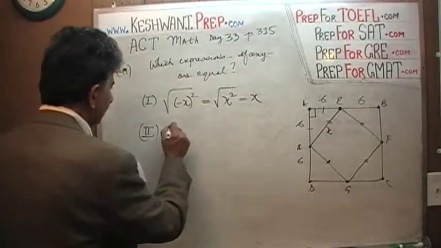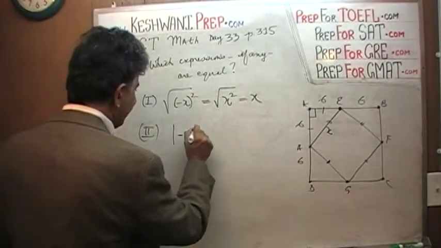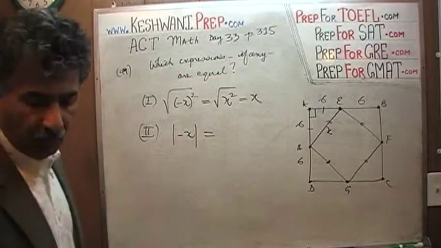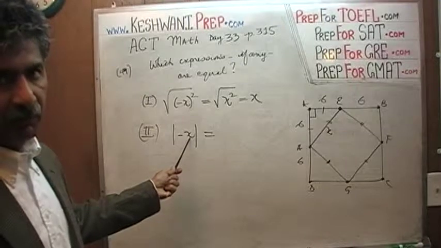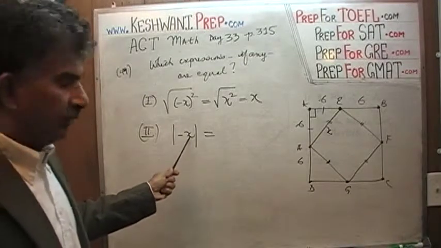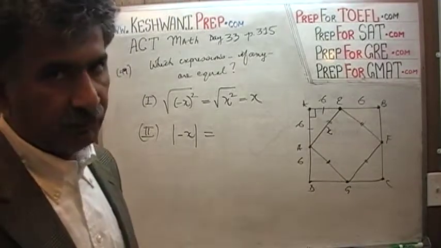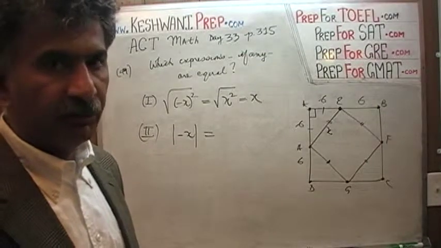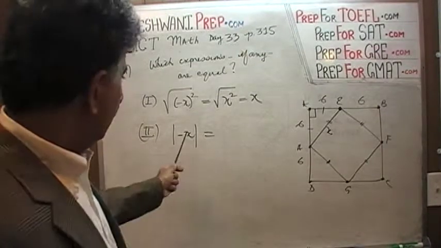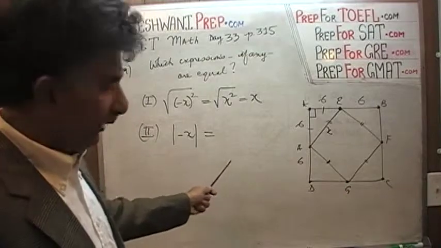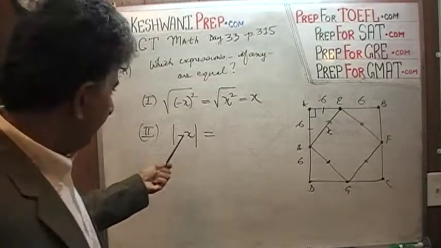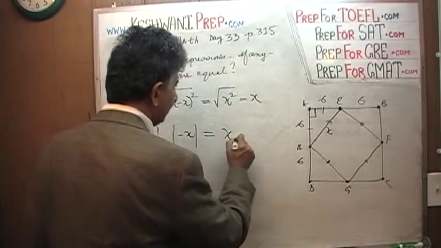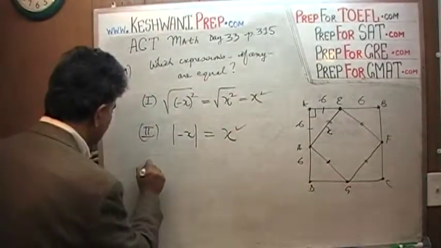The second one is the absolute value of negative x. The whole point of taking the absolute value is that if you have a negative number, it becomes positive, because when we're dealing with absolute value, we're not interested in the sign. What we're interested in is the distance from 0. So whatever this distance is, x units, it doesn't matter that it is to the left. The absolute value of negative x is x. So far these two are equal.